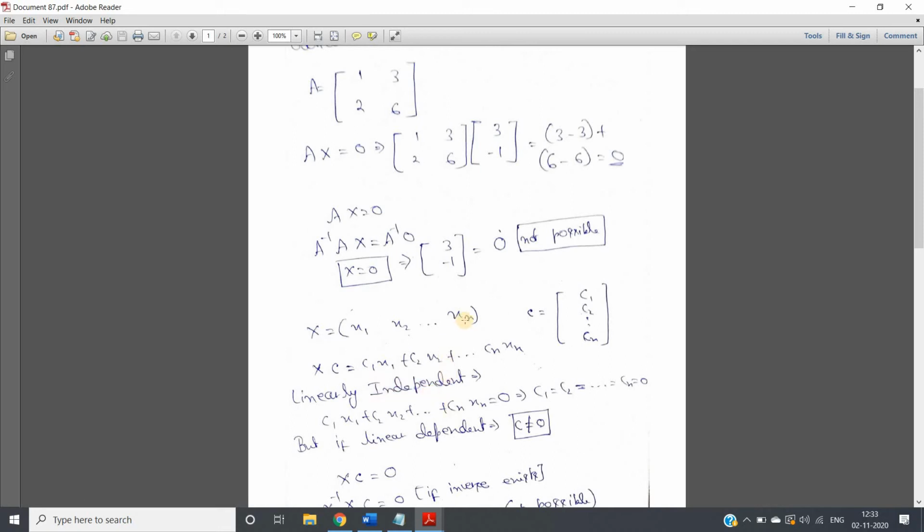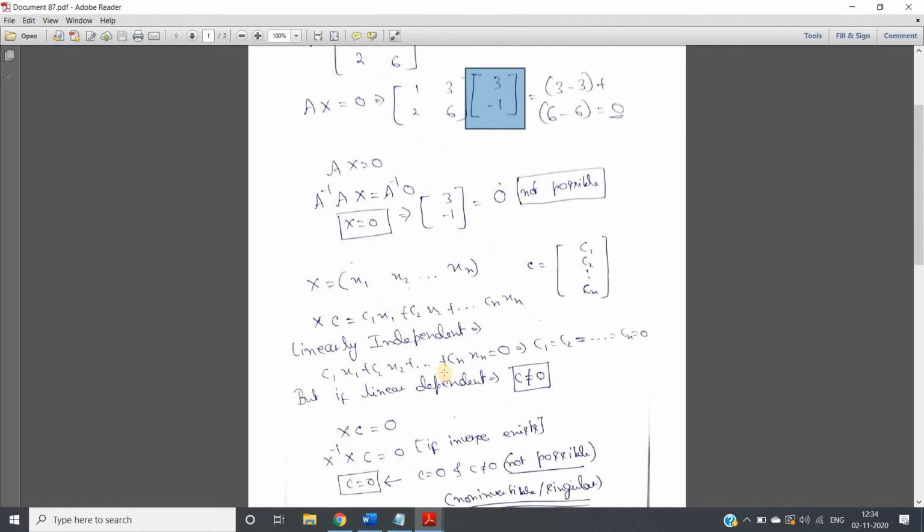But suppose one particular column in my X matrix is a linear function of one or more other columns. At that time what will happen? X multiplied by C equals 0 for C not equal to 0. Like here we have seen that these two columns are linearly dependent, and we are getting such an X, not equal to 0, for which we get Ax equals 0. This is obvious, this is the definition of linear dependence and independence, nothing new, we have studied all this in linear algebra also.